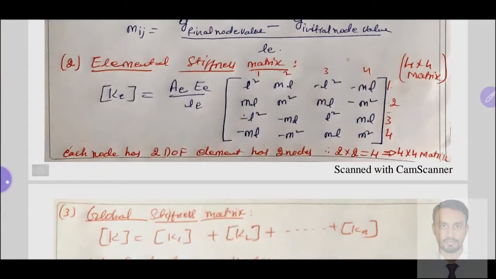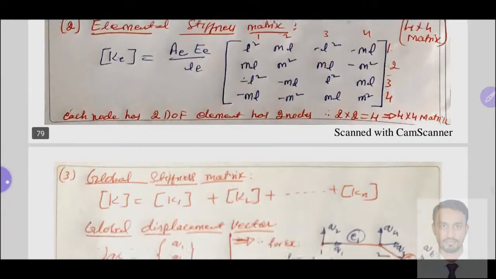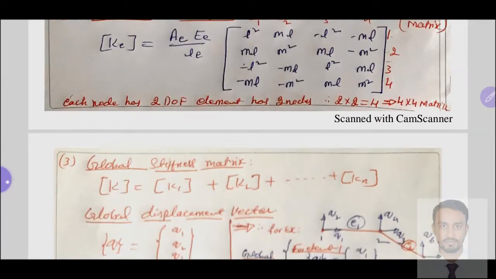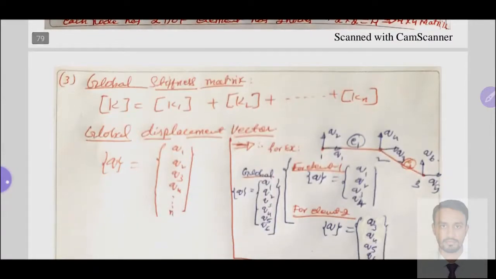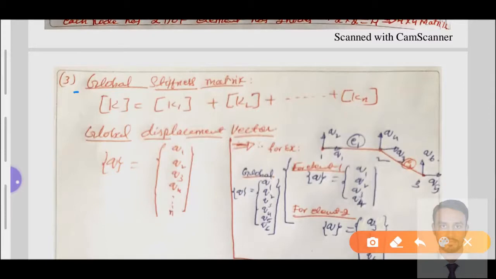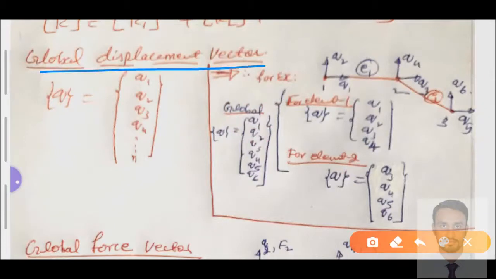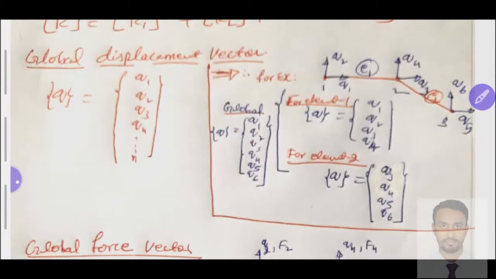In a bar element we have only a 2 cross 2 matrix, where each node has 1 degree of freedom. After that, we know how many elements there are, and that many elemental stiffness matrices we will get. Bring them together as the global stiffness matrix, k1 plus k2 plus up to kn. Next, the global displacement vector.